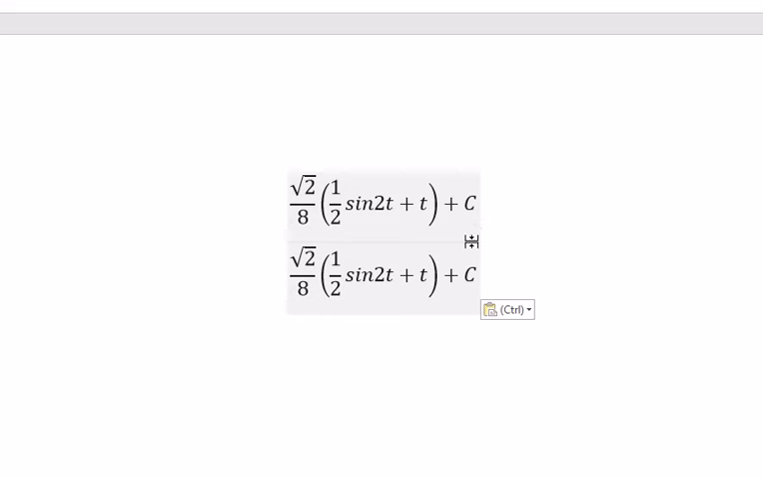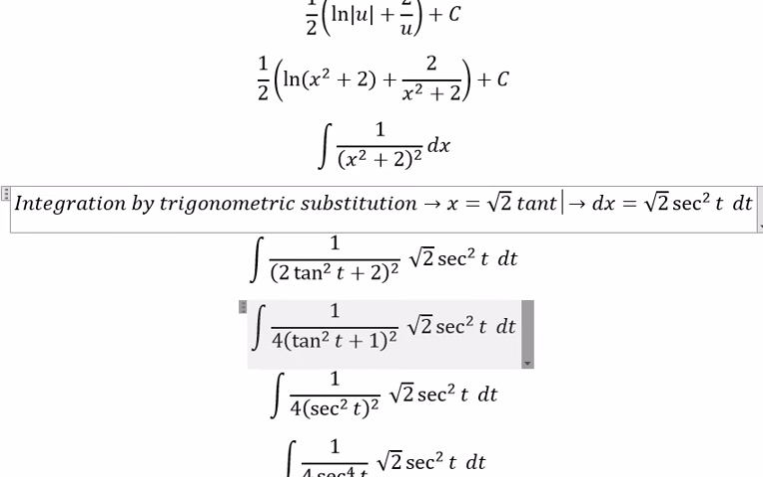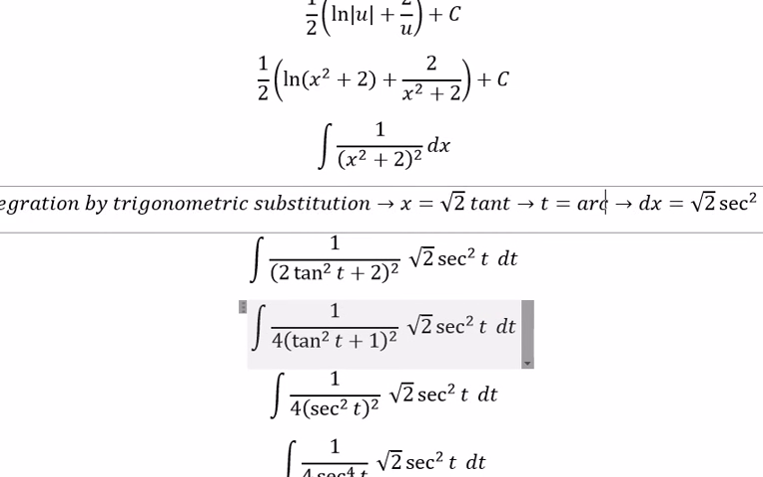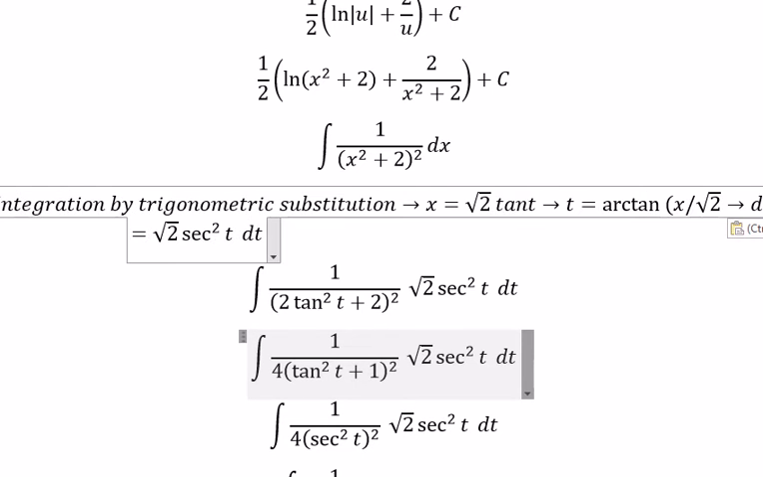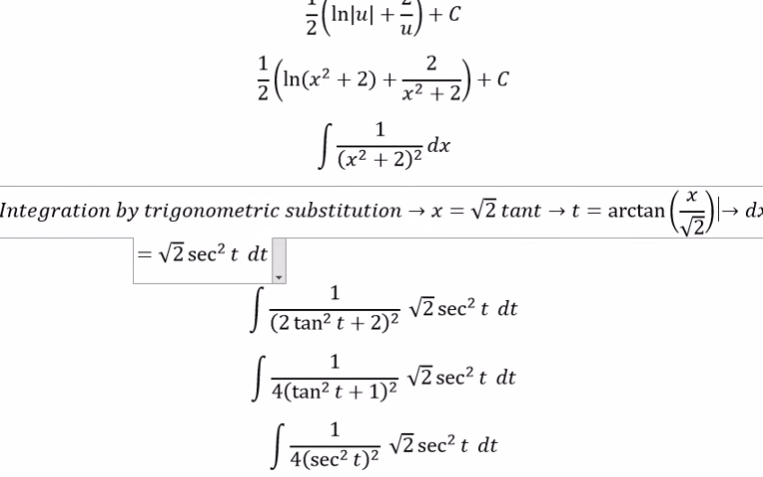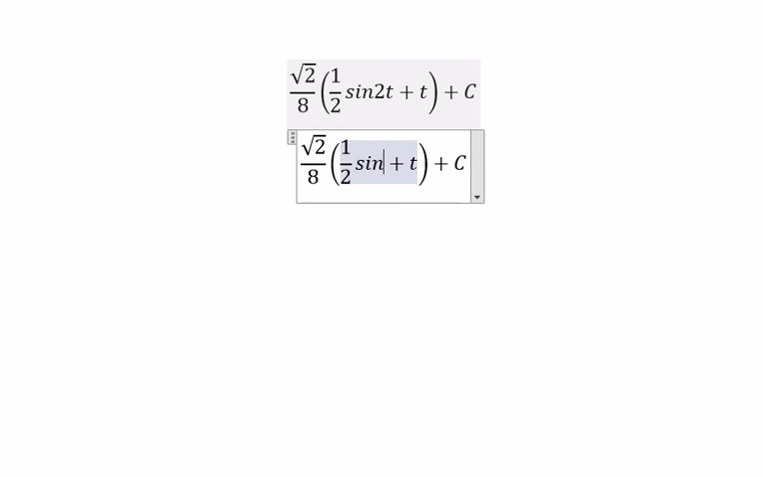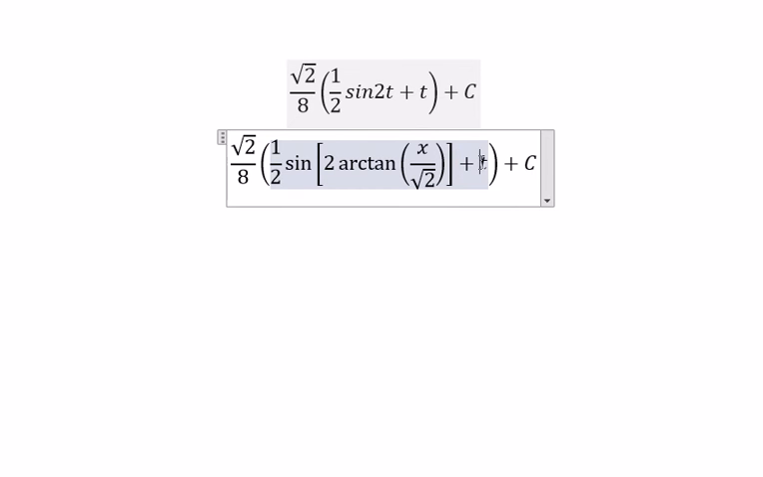About t, we need to change back for s. So you get t equal to arctan of s over the square root of number 2. So we put this one in here. And here.